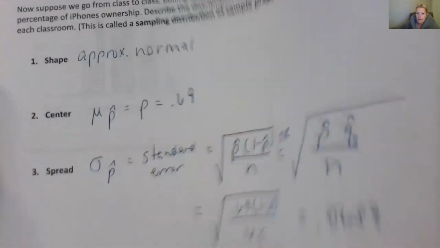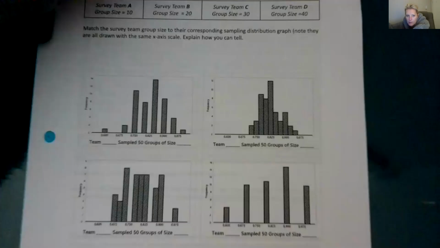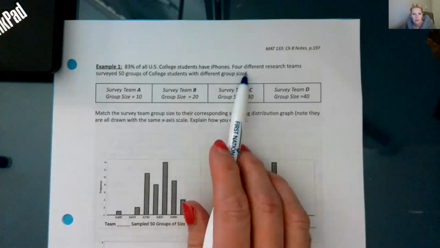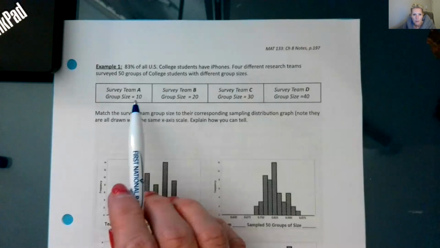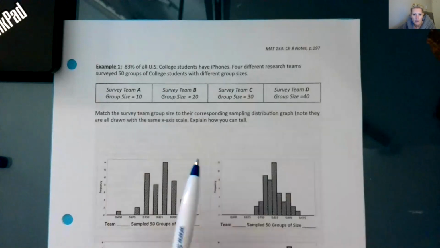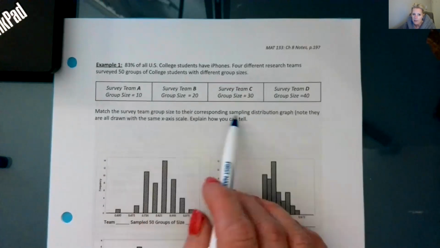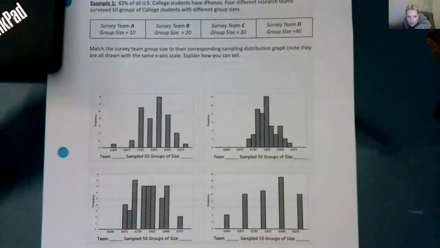So just like we said in the last lesson for 8.2, the bigger the sample size, the smaller the standard deviation. It says 83% of all U.S. college students have iPhones. Four different research teams surveyed 50 groups of college students with different group sizes: size 10, size 20, size 30, and size 40. Match the survey team's group size to their corresponding sampling distribution graph. Note they are all drawn with the same x-axis scale. Explain how you can tell. So go ahead and check it out.